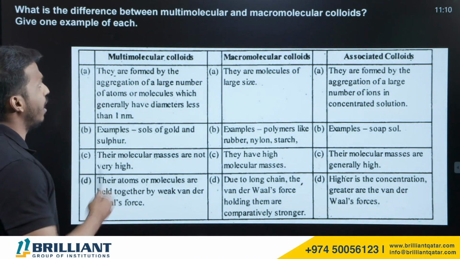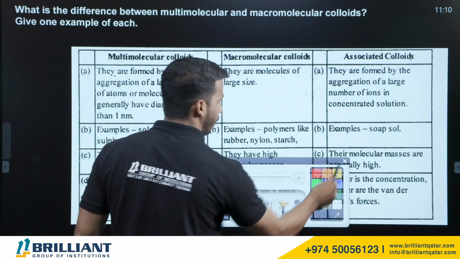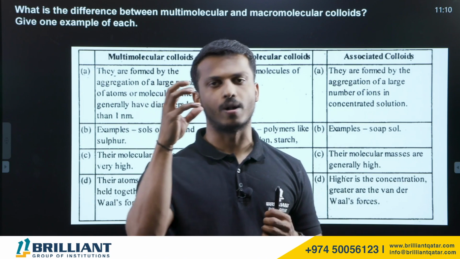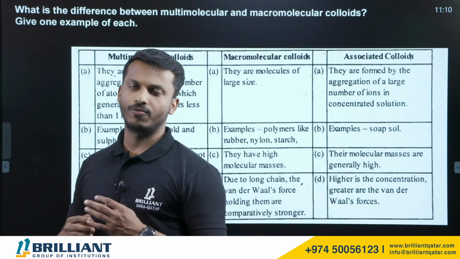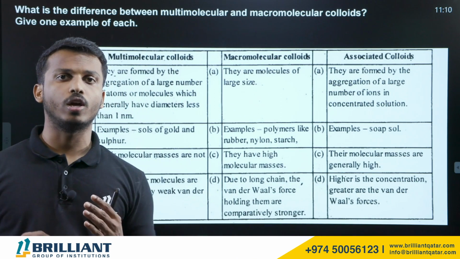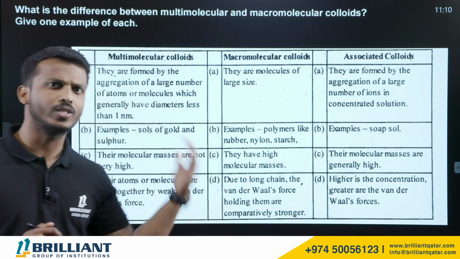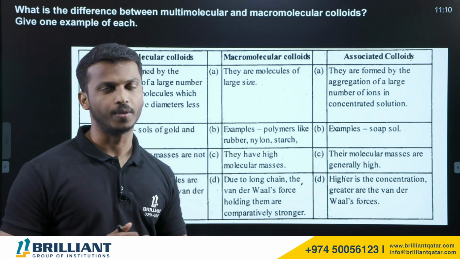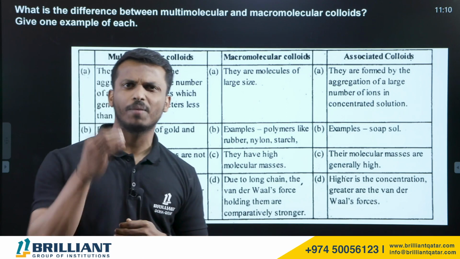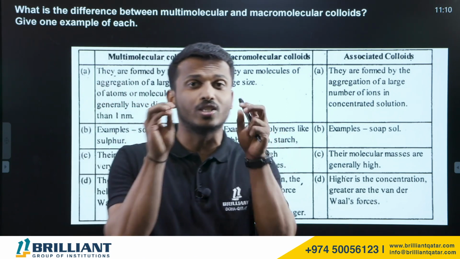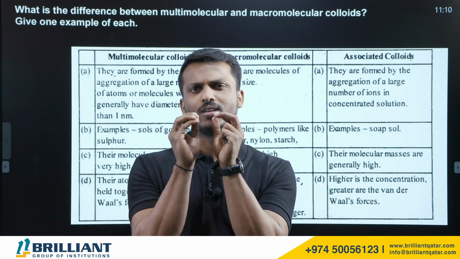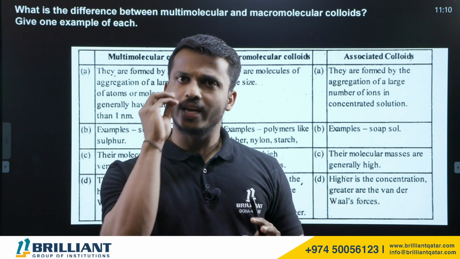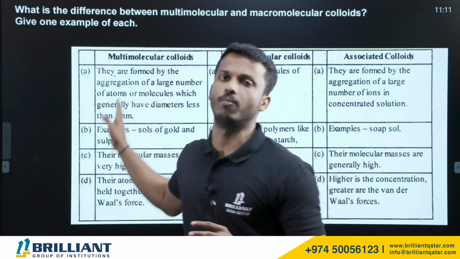What is the difference between multimolecular and macromolecular? I told you it depends on the nature of the dispersed phase particle. Colloids are classified into three: multimolecular, macromolecular and associated colloid. Regarding associated colloid we discussed before. Now it is related to multimolecular and macromolecular. The classification is based on the nature of the particle.